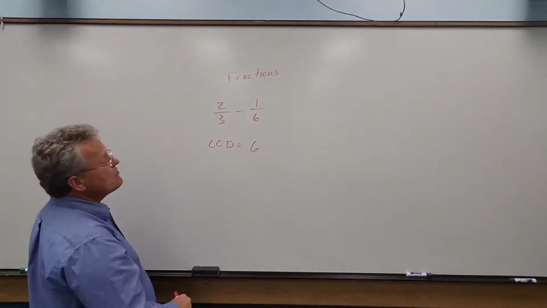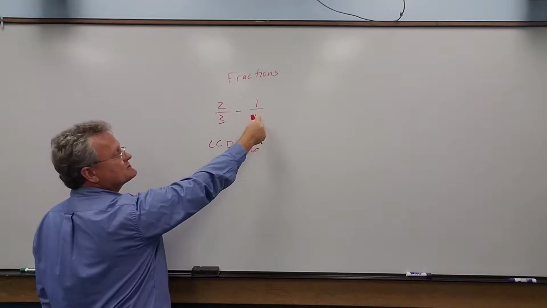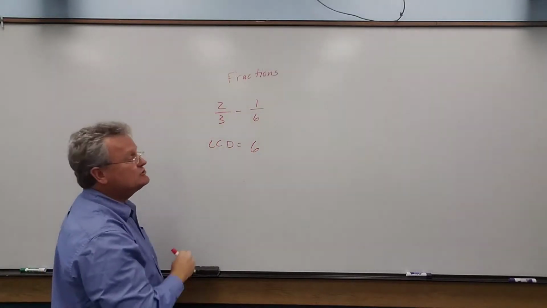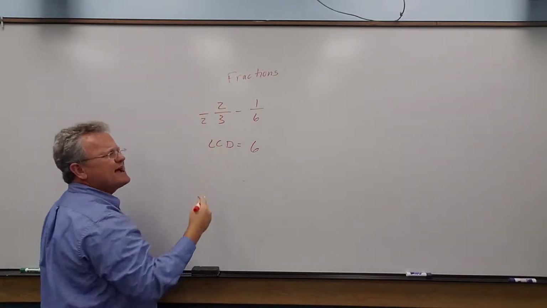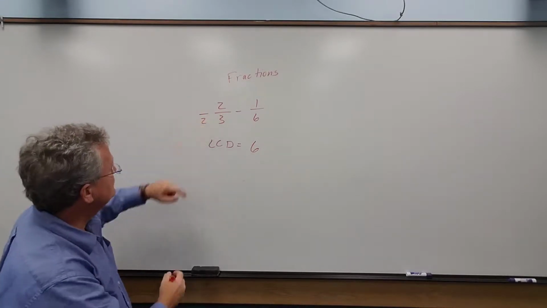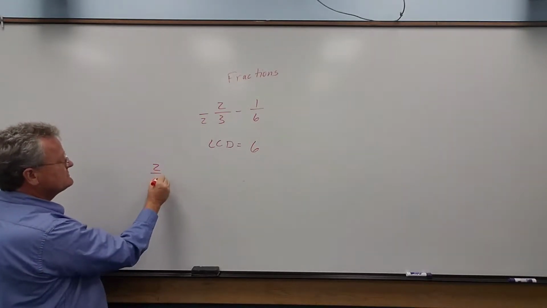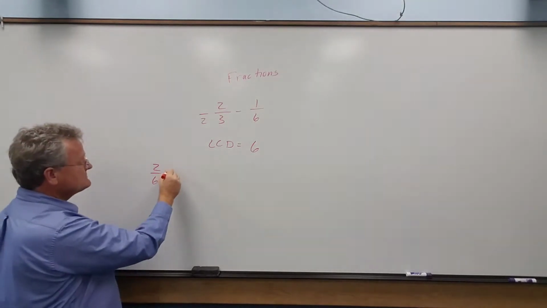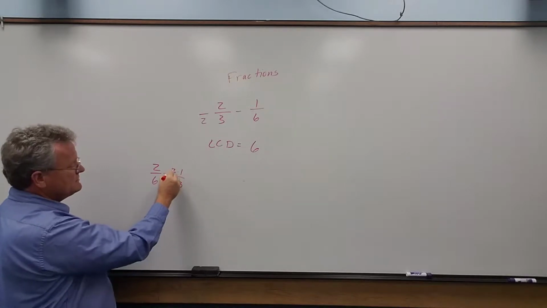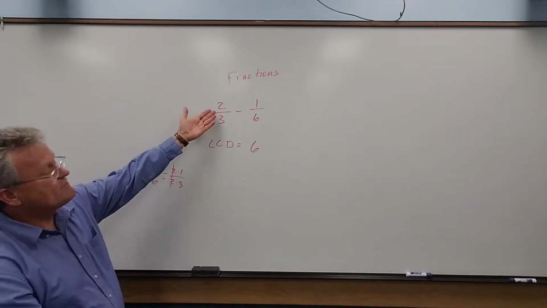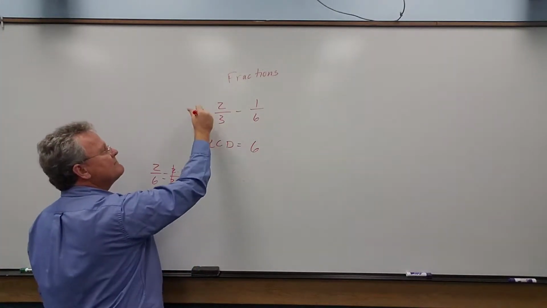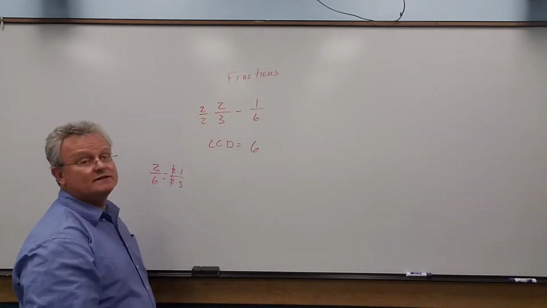Yeah? So in order to make both denominators a 6, well, this is already a 6. To make this a 6, I got to multiply by 2. But I can't just multiply the bottom by 2, because if I do, I get 2 over 6. And 2 over 6, if I simplify this, 2 times 1, 6 is 2 times 3. Those cancel. I get 1/3. That's not the same as 2/3. So if I multiply the bottom by 2, I got to also multiply the top by 2.